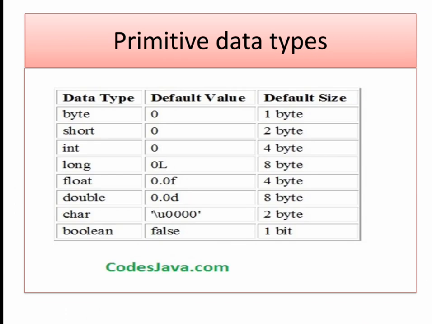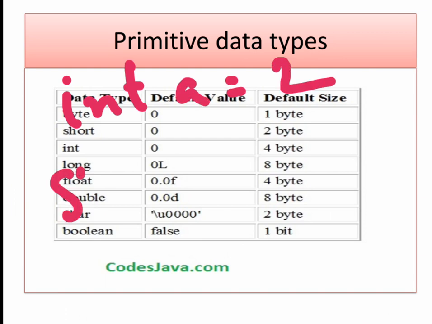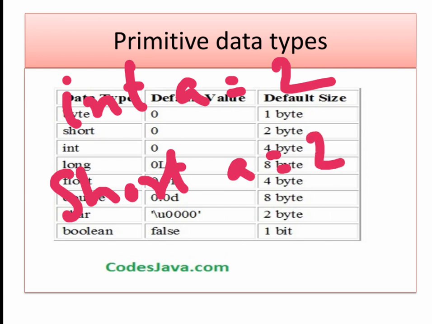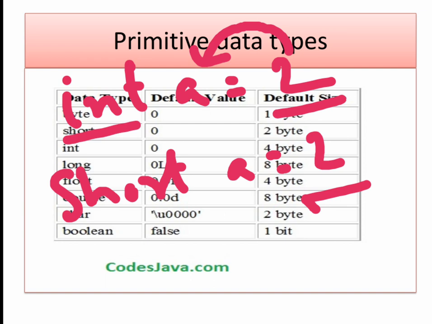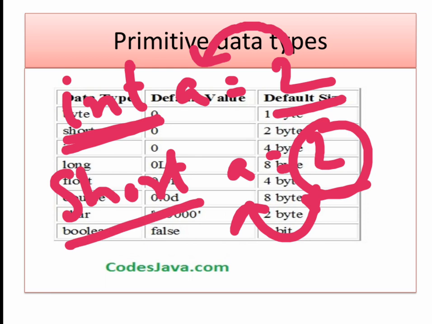See this. Now, if I say int a equal to 2 and short a equal to 2, what does this mean? What is the difference? If anyone asks you, there is no difference except the memory. This value is stored to a variable of integer data type, but this one is stored to a variable of short data type.